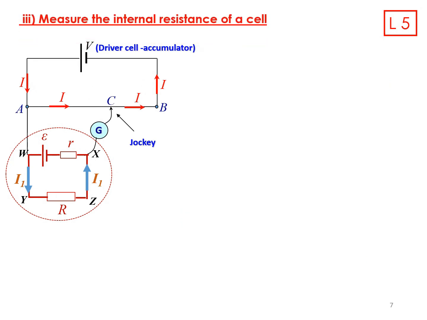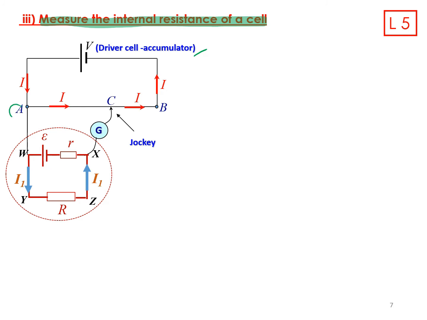Our third application of potentiometer: measure the internal resistance of a cell. This is our circuit. You have the dry cell or accumulator.